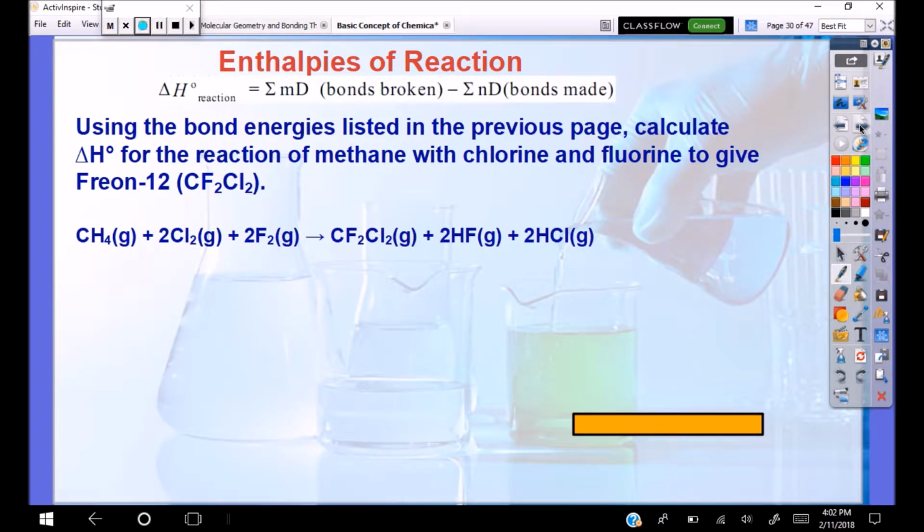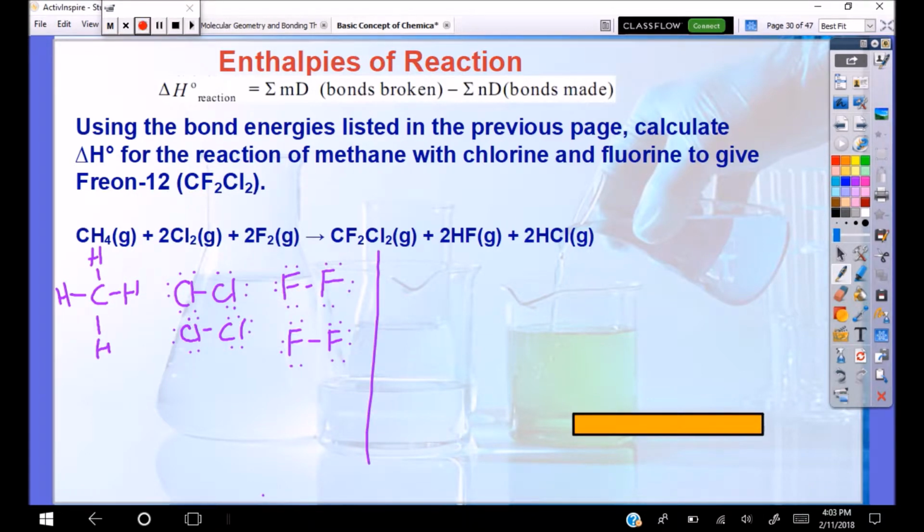Okay? So here's an example. Calculate delta H for the reaction of methane with chlorine and fluorine to give freon. The best way to attempt this problem, and I know it was difficult back when we did it in thermo because we hadn't looked at Lewis structures in a while, is that you've got to be able to draw Lewis structures. I would go through and draw all of the Lewis structures. That's the first step. So methane, and I've got 1 methane. I've got 2 chlorines, which are single bonds. I've got 2 fluorine molecules if I look at my balance.